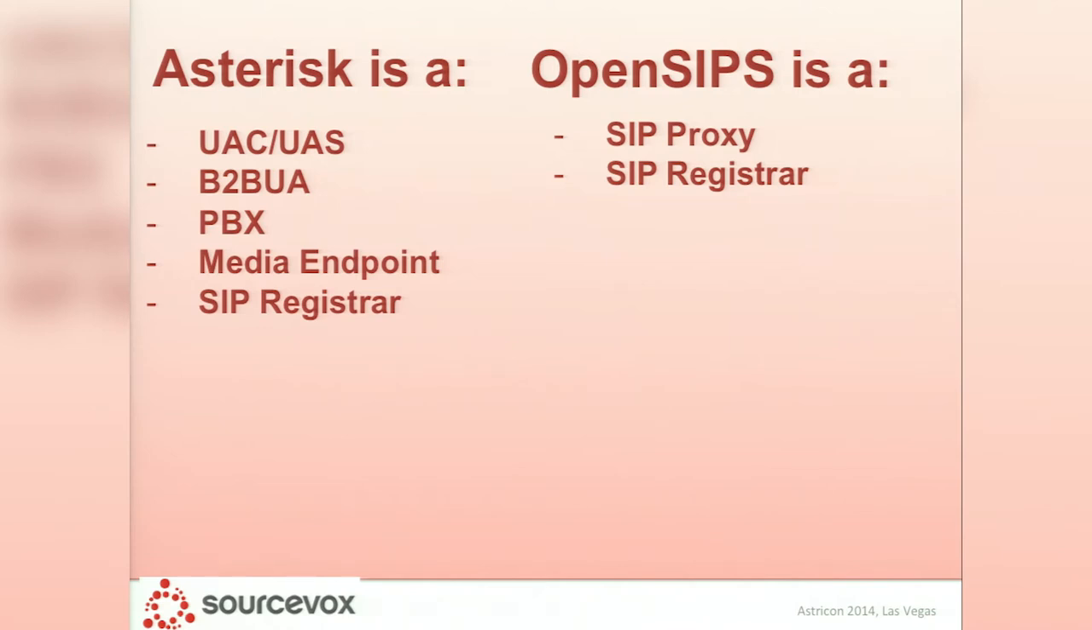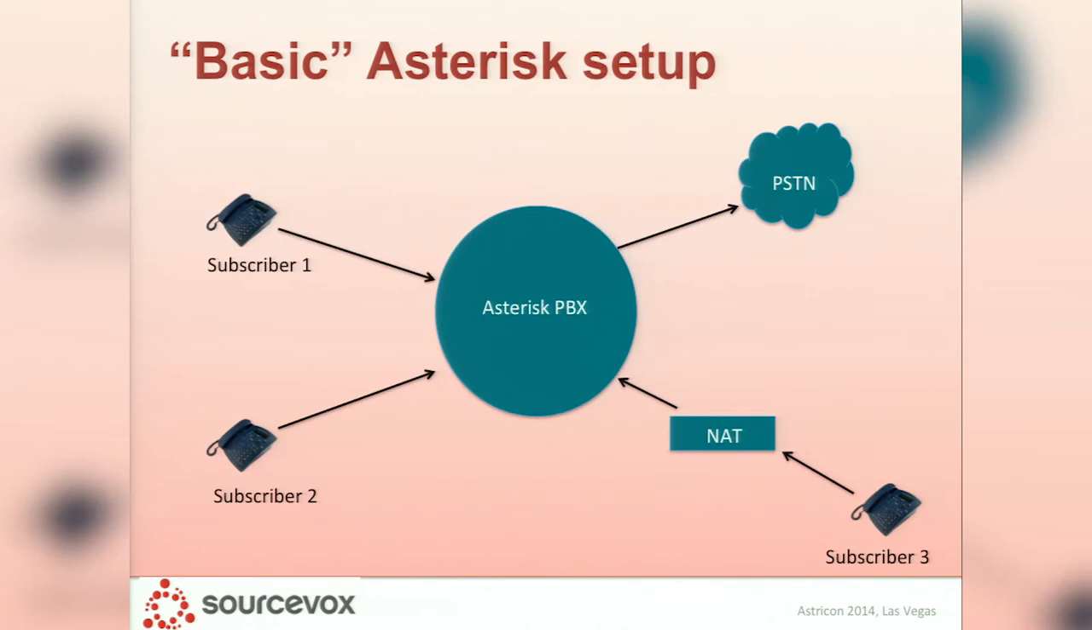Okay, so this is what I consider what people would have as a basic Asterisk setup. You have your Asterisk PBX in the middle. You have a couple of subscribers, maybe more than a couple of subscribers. Maybe one of them is behind a NAT router. The calls come in from subscribers, they call each other, and the calls can go out to the PSTN. Kind of what I think is a fairly typical setup.